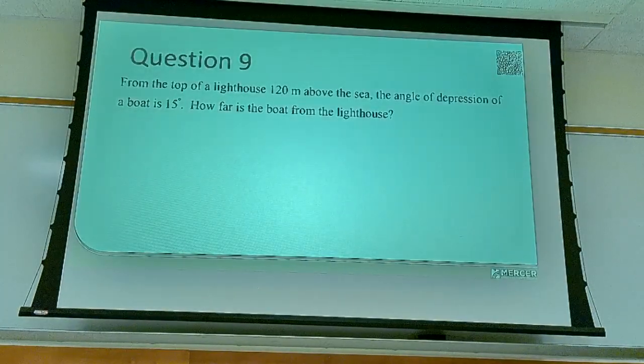From the top of the lighthouse, that is 120 meters above the sea, the angle of depression of a boat is 15 degrees. How far is the boat from the lighthouse?